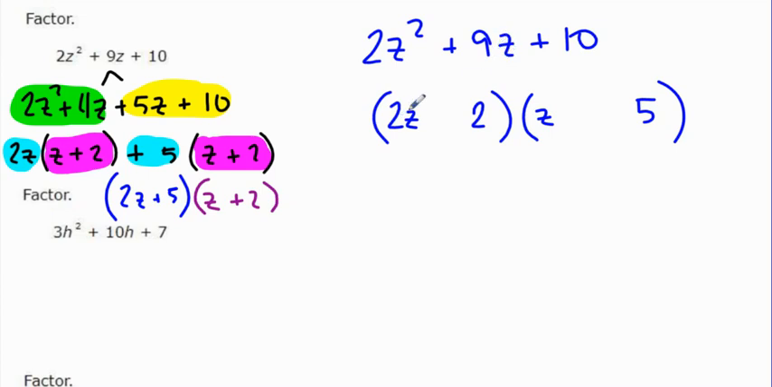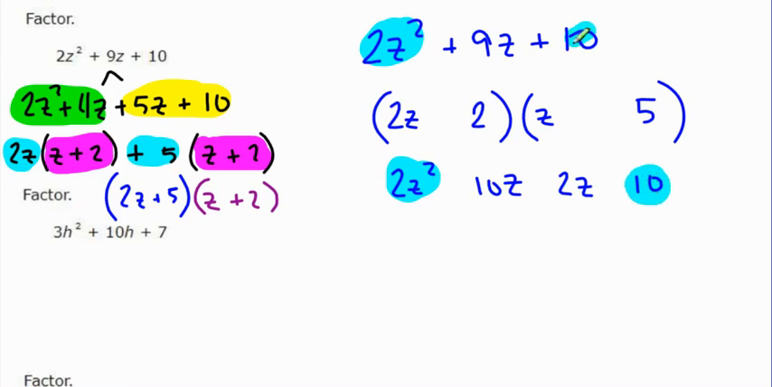So if I multiply 2z times z, I get 2z squared. So that's looking great for my first term, right? Distribute this 2z through, I get 10z. I'm ignoring my signs for now. Here I have 2 times z is 2z, and 2 times 5 is 10. So the only things that check are this 2z right here, and this 10 and 10.